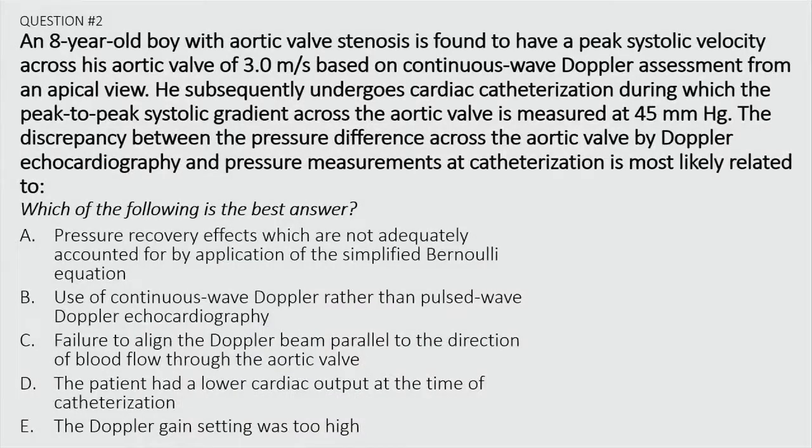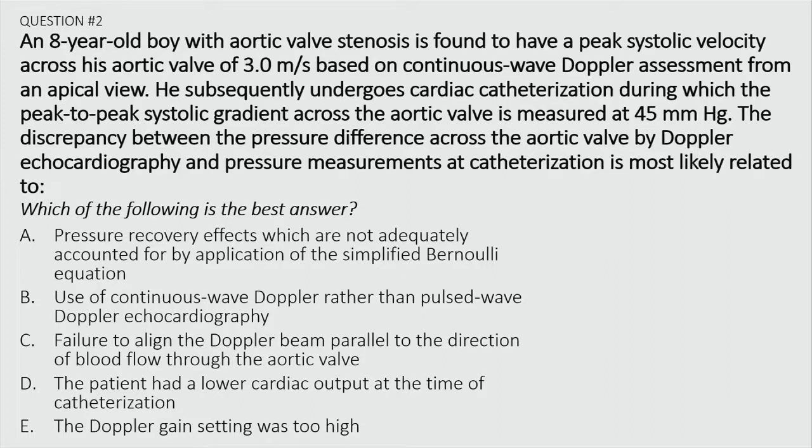An 8-year-old boy with aortic valve stenosis is found to have a peak systolic velocity across his aortic valve of 3.0 meters per second based on continuous wave Doppler assessment from an apical view. He subsequently undergoes cardiac catheterization, during which the peak-to-peak systolic gradient across the aortic valve is measured at 45 millimeters of mercury. The discrepancy between the pressure difference across the aortic valve by Doppler echocardiography and the pressure measurements at catheterization is most likely related to which of the following?